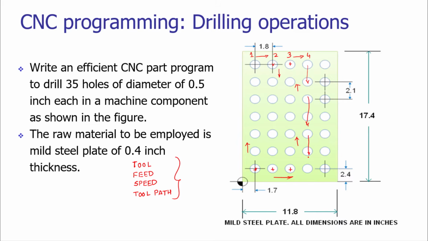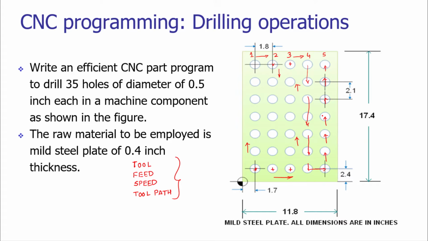The tool path has to be decided. Then the last column, the column-wise movement we are going to follow here. So it's not essential that we always follow the path shown here. You can have the row-wise zigzag movement also followed. It is all based upon the optimized way.